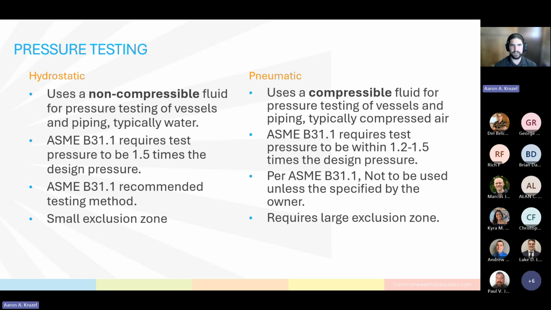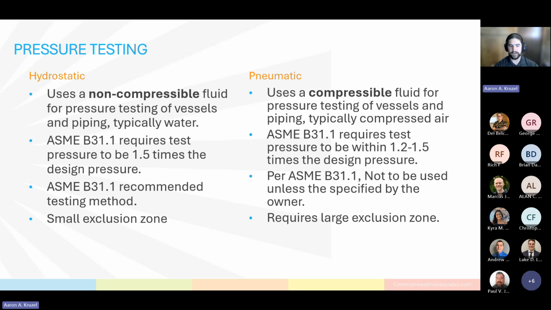And due to the compressible and non-compressible natures of air versus water, with water, the amount of compression that happens, the actual density of the water doesn't change significantly, while with a pneumatic system, the density does change significantly when you press more and more air into a cylinder, a vessel, a pipe, whatever it's being tested.